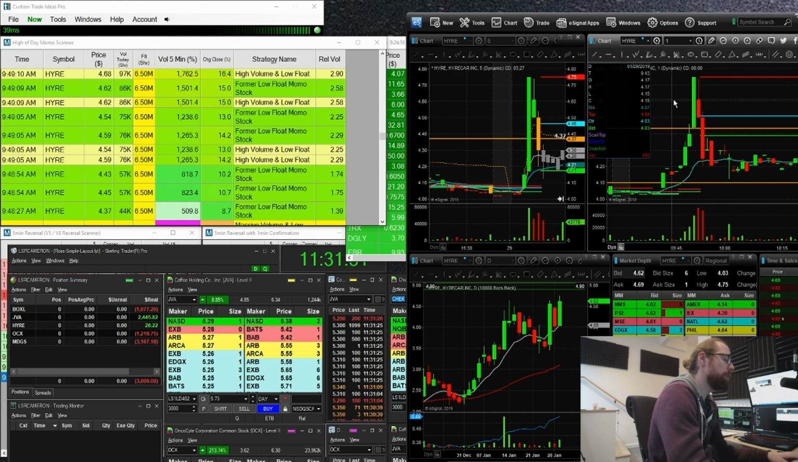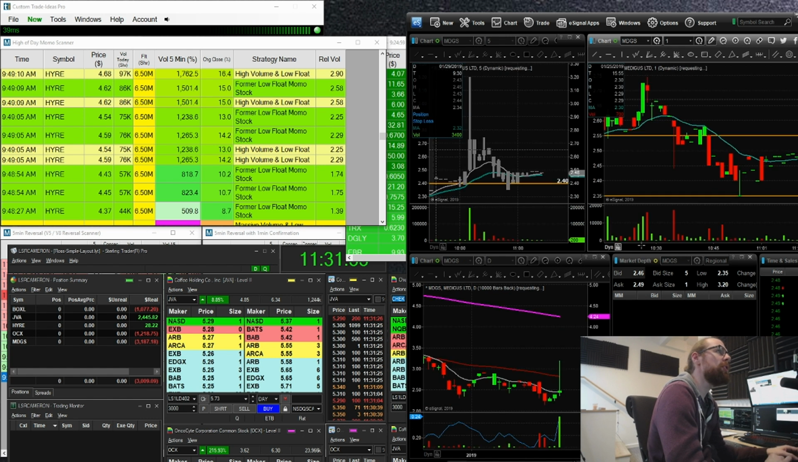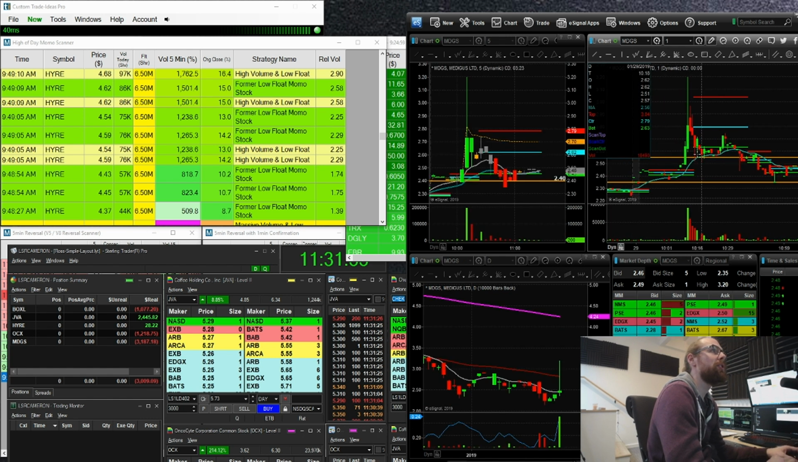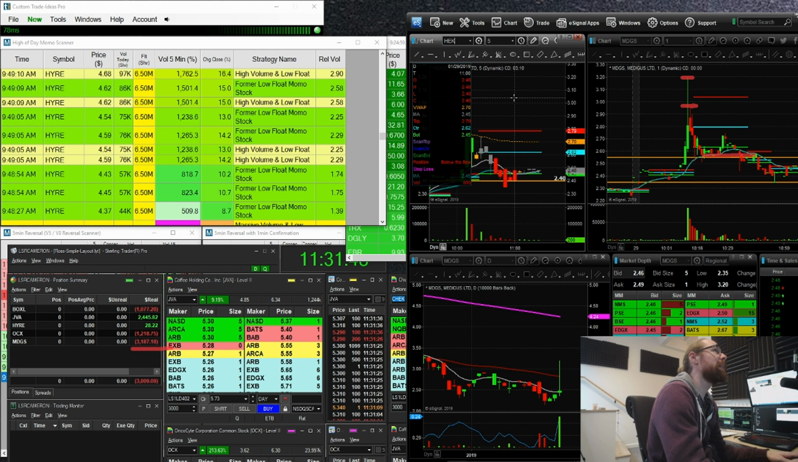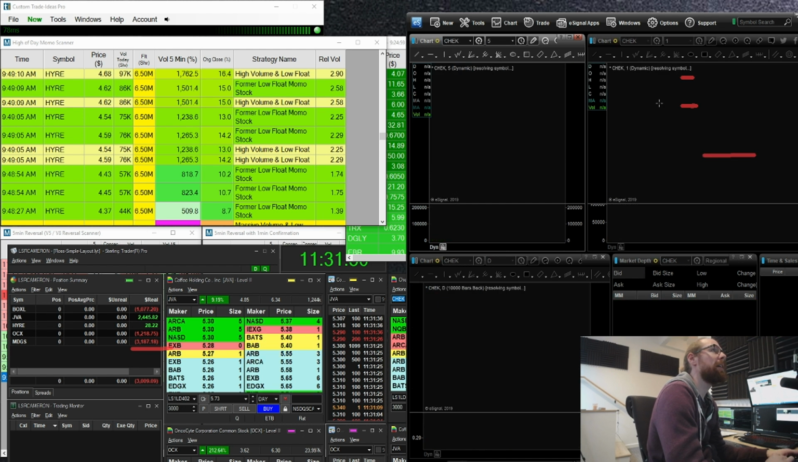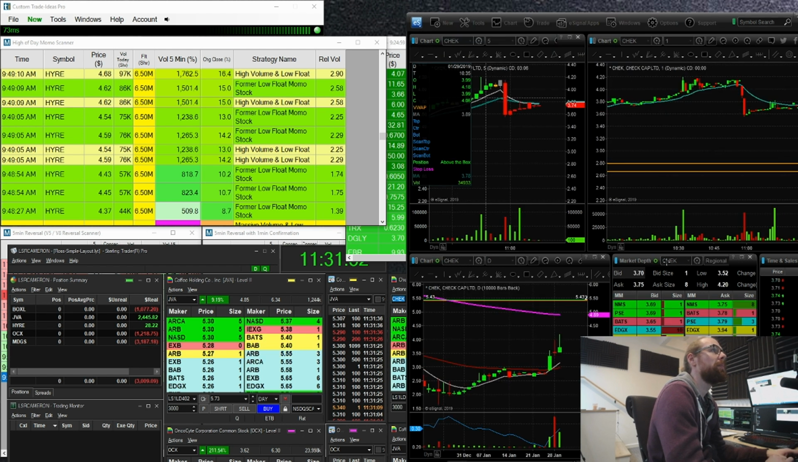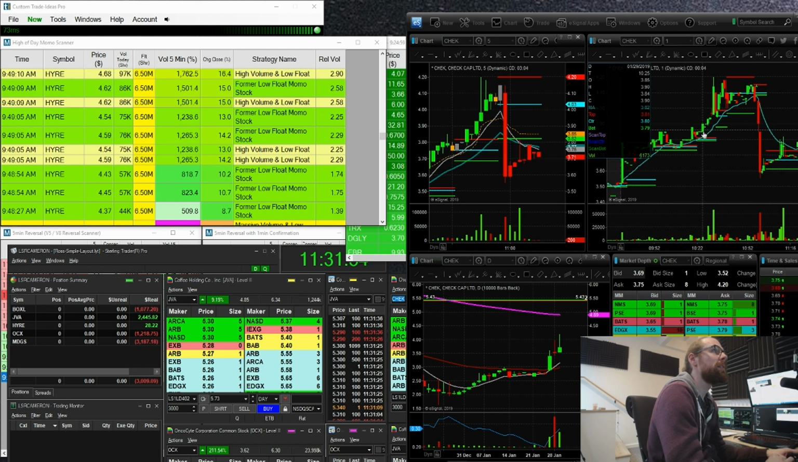And then we had MDGS. MDGS hits the scanner. I jumped into it at 286 was my average. It hits a high of 320. I stopped out all the way down here at 250. Lost $3,000. I didn't trade CHEK. I was watching it, and look at this one right here. A little consolidation, and then boom, look at that drop.